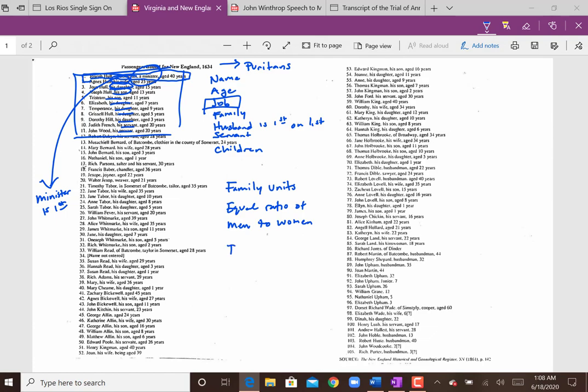We also know that they paid for their own way. The fact that you are looking at such a large family unit, this could get very expensive. Puritans were largely middle to upper middle class. They had a good amount of wealth, and they were able to pay for their voyage over as a community. So not only as family units, but almost as a community as well.